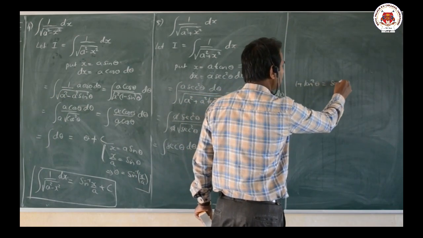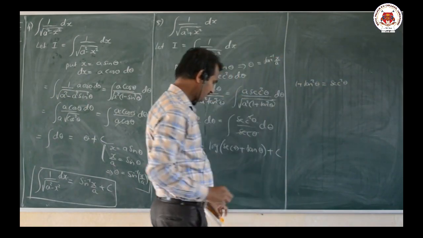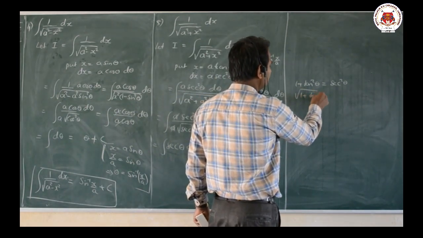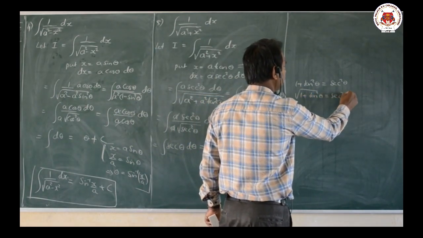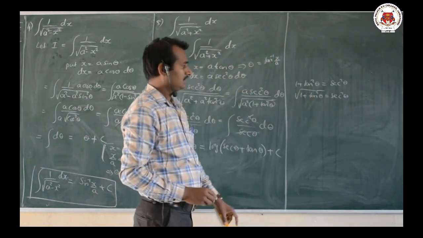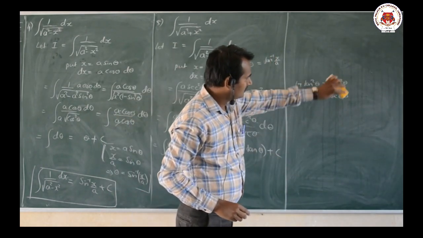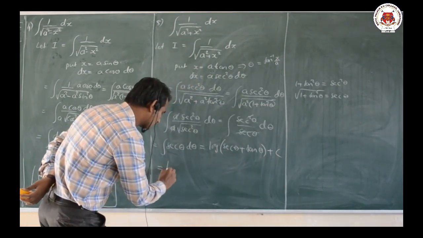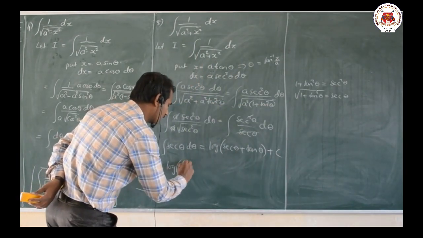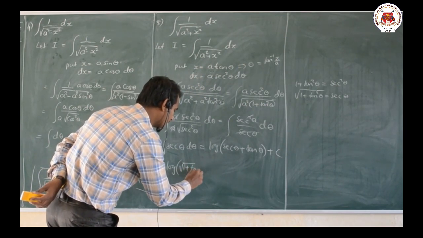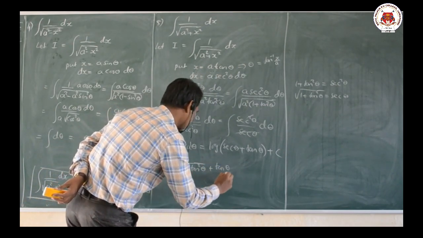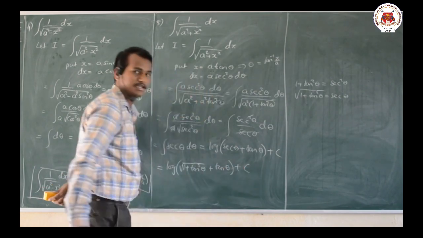What is the formula? Secant square theta. Secant theta is root of 1 plus tan square theta, since 1 plus tan square theta is equal to secant square theta. So here that is secant theta. This value of secant theta we will substitute here. So what we get here is log of root of 1 plus tan square theta plus tan theta, plus an integral constant c here.